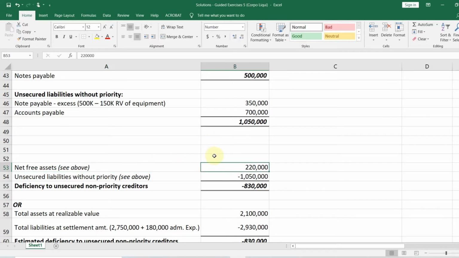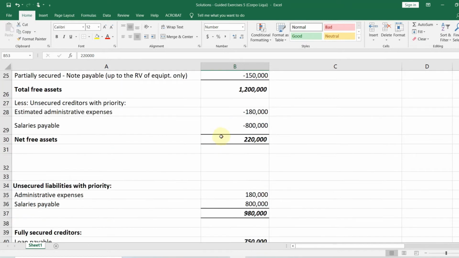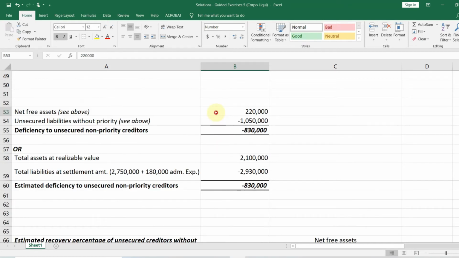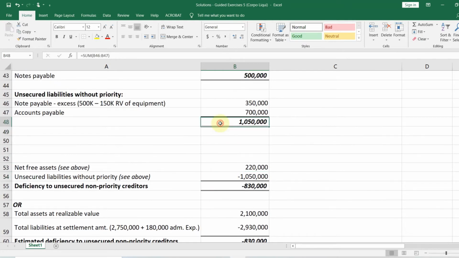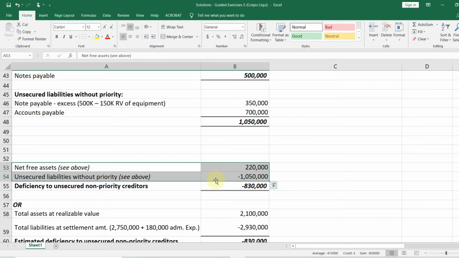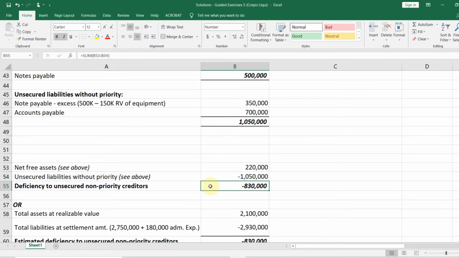You have already computed for the net free assets, yung 220, this one. Okay, the net free assets of 220. Then you just deduct the unsecured liabilities without priority. Ito. Okay, so yung dalawa yung pinagtatama. Okay, so you have a total deficiency of 830,000. Kasi yung iba, kaya mo nang bayaran. Okay, this part, ito, magkano pa yung hindi mo kayang bayaran? Okay, that's the deficiency.